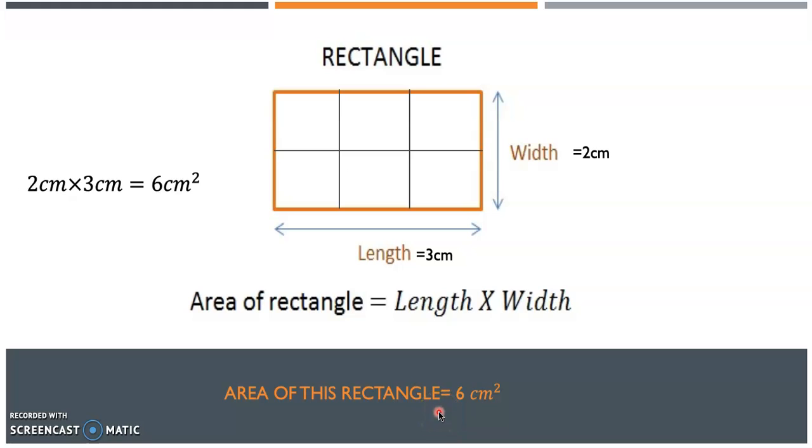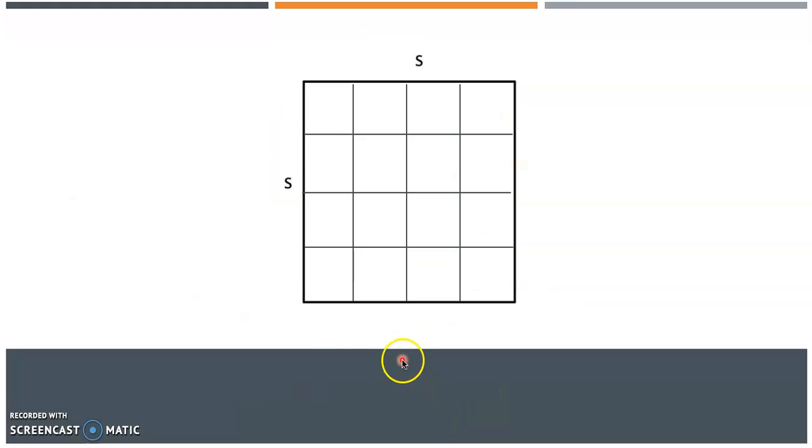All right, now let's look at another type of shape. So here we have a square. We know this is a square because it has 4 different sides that are the same length. Okay, so squares are very similar to rectangles, and we could actually use the same equation using length times width.